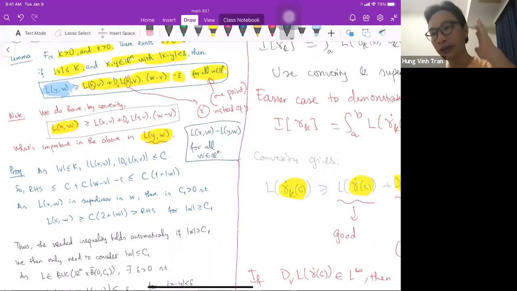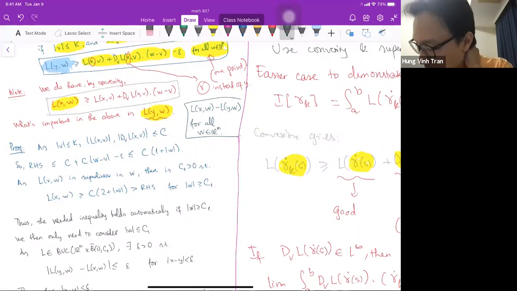And if w goes to infinity, if the length of w goes to infinity, there's no guarantee that, even if x is close to y, there's no warranty that L_x(w) is close to L_y(w), right? So that's just a little glitch, a little technicality. However, what saves the day is the superlinearity of L. Okay.